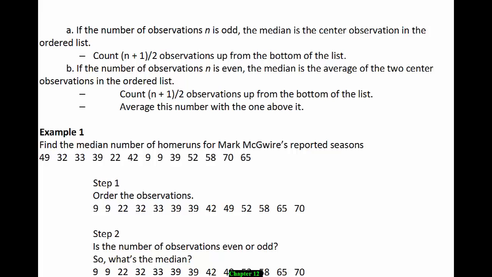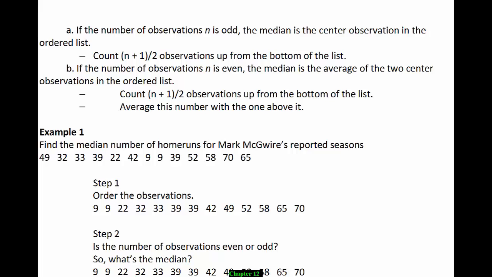Think about it. If we have 5 observations, we have 2 on the left and 2 on the right and 1 in the middle. So when we have an odd numbered data set, there is actually a middle value, and that will be our median. If you have an even number of observations in your data set, then there is no middle value. If we have 4 observations, there are 2 on the left and 2 on the right and none in the middle. So what do we do to handle this?